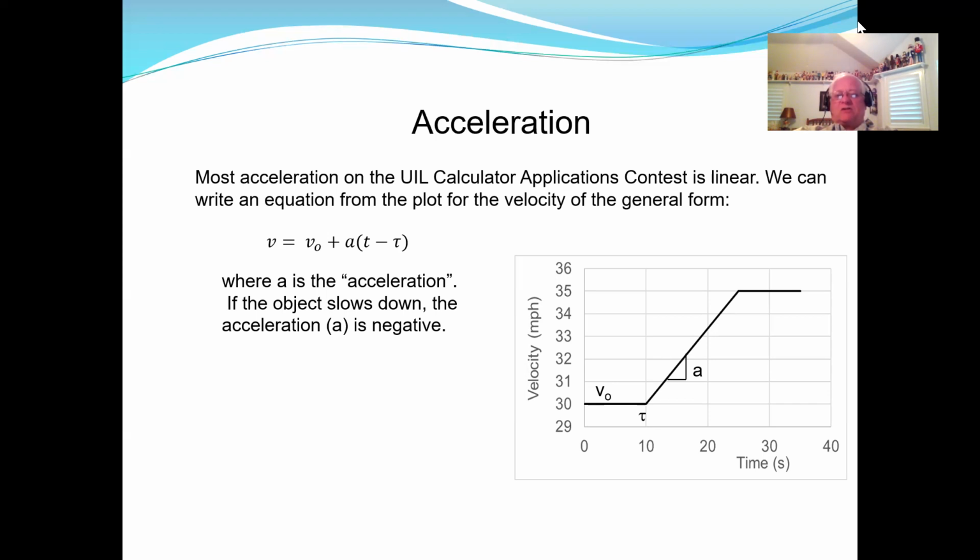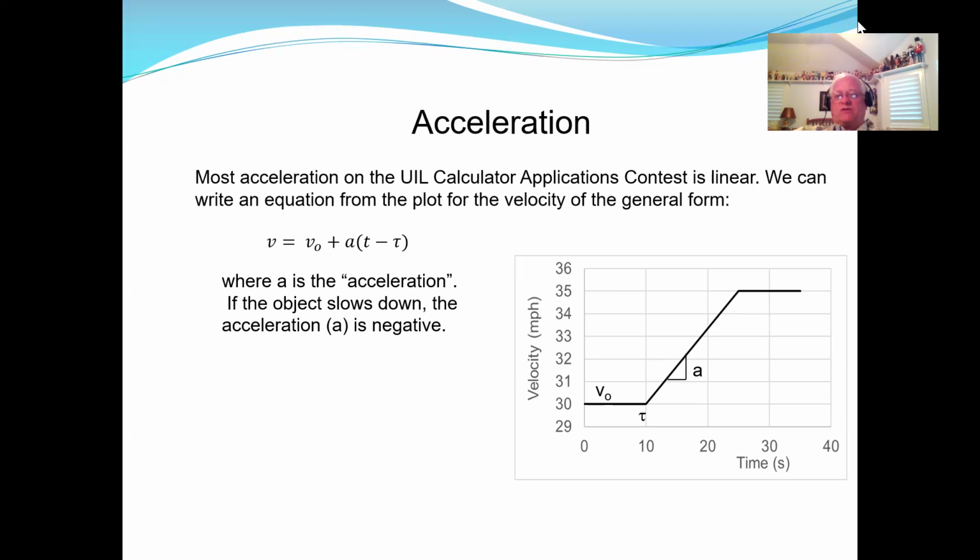The acceleration is the slope of the line during the acceleration. Tau is the time mark where we start the acceleration, and v naught is the initial velocity when we start the acceleration. This equation gives me an equation for the non-zero sloped line on the plot. So basically it describes the velocity from time equal to 10 seconds to time equal to 25 seconds, right?